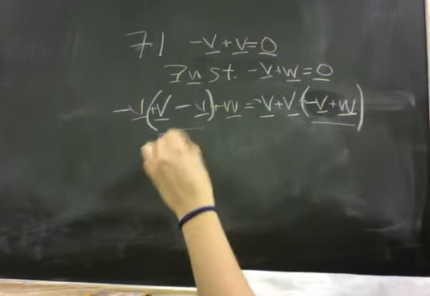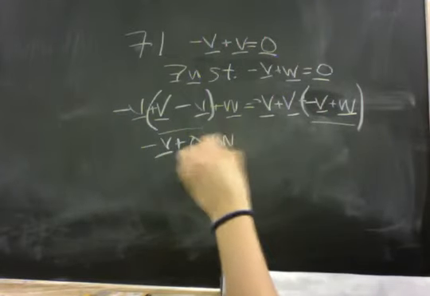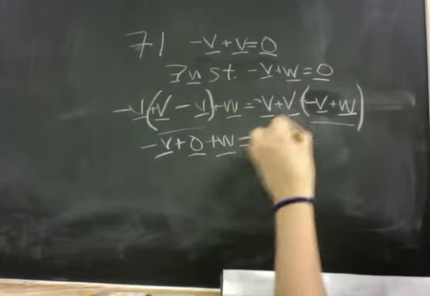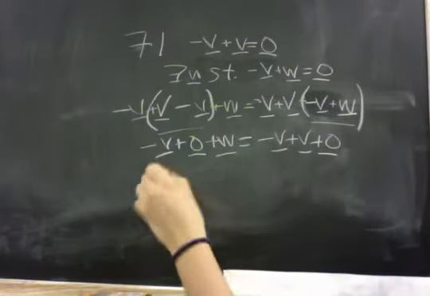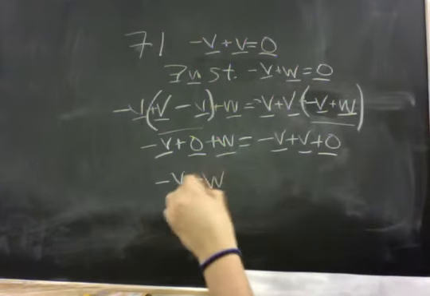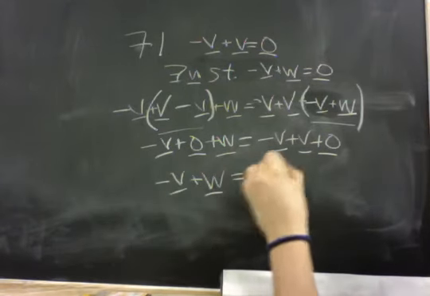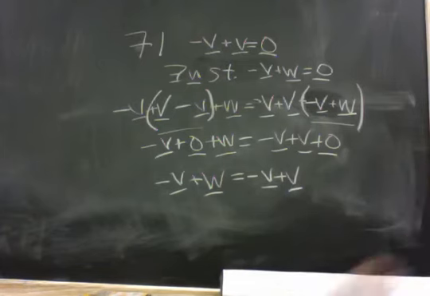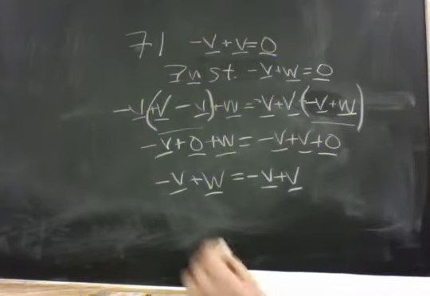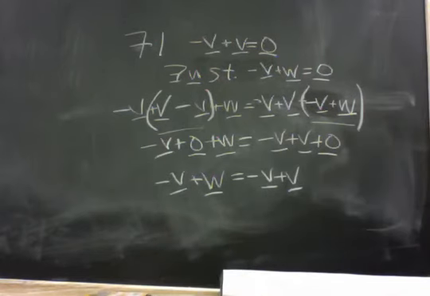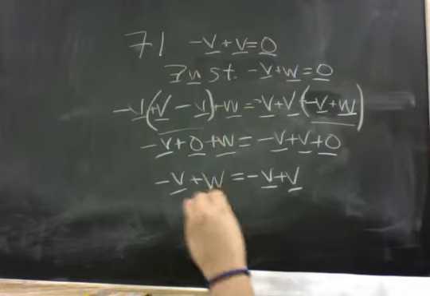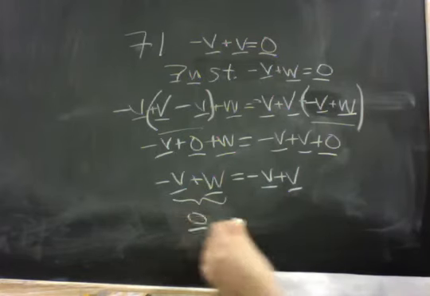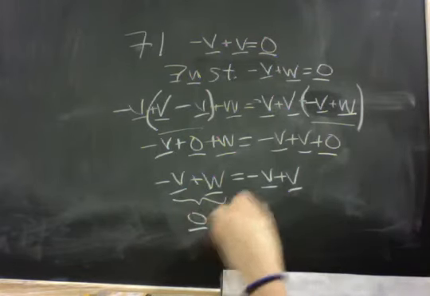So we have negative v plus 0 plus w is equal to negative v plus 0. We know that 0 is a right additive inverse. So we have negative v plus w equals negative v plus v. So then we add, and by construction this is equal to 0. So 0 equals negative v plus v.